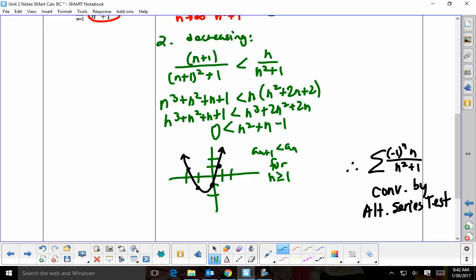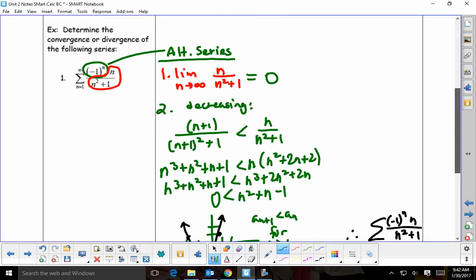Good? You think it's going to be fairly straightforward when you use this test? Yes, when you see the alternating part. So what happens if I get the limit to 0, but it's increasing? Diverges. You use a different test. This test fails. We know nothing.